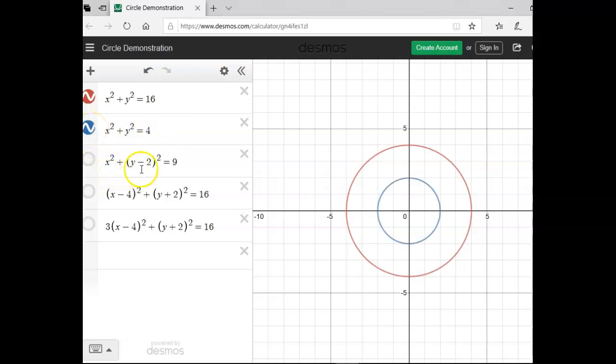Now, this is going to move where? Anybody know? Almost, up 2, because it's the opposite. So it's up 2, and the radius is 3. Okay? This one is going to move right and down, but it's going to be the same size circle as which one? The red one. Good job. To the right and down.